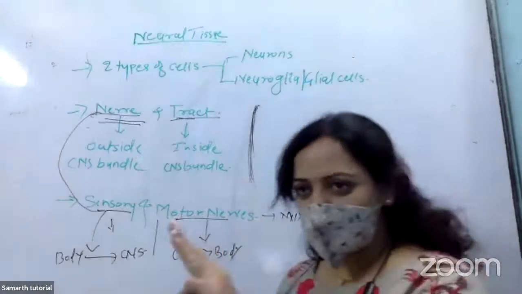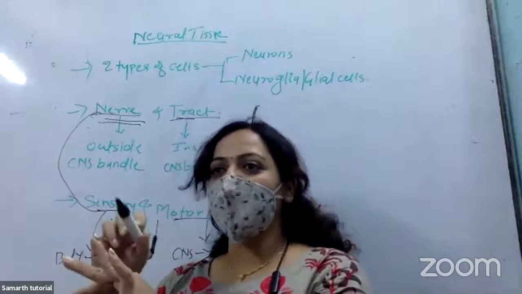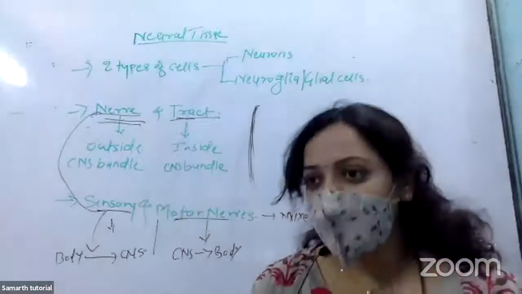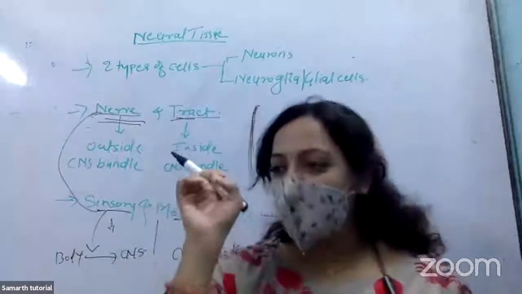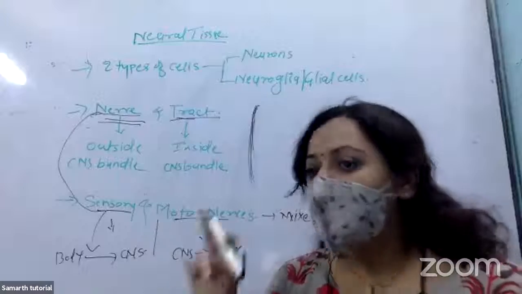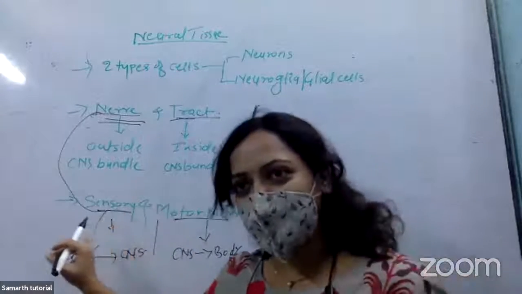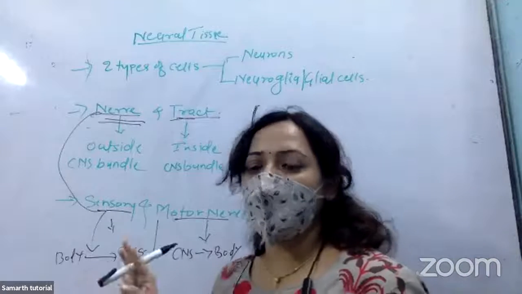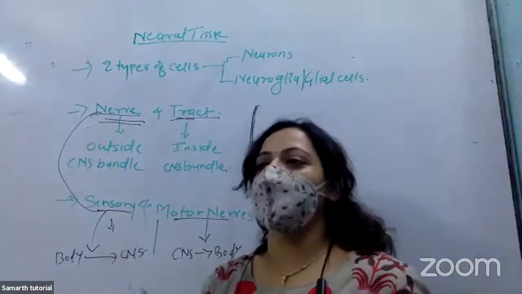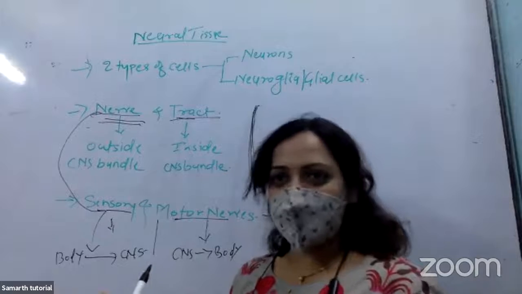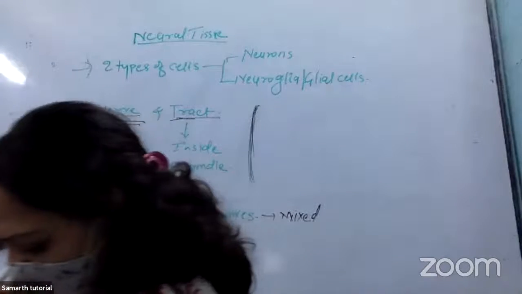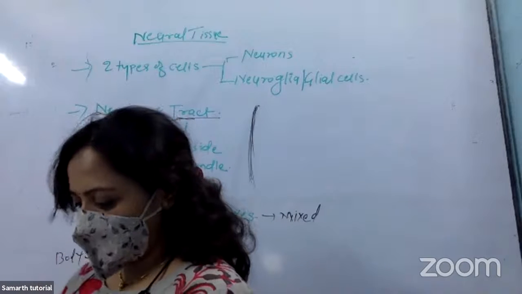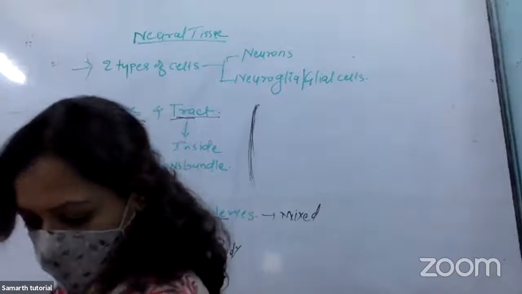So there are three types of nerves: sensory, motor, and mixed. Mixed means both sensory as well as motor. Occasionally, depending on the type of the stimulus, they function either as sensory or motor, depending upon the type of the stimulus and the response to be generated. Got it? Okay. So let us start with the structure of a neuron. Draw the structure.